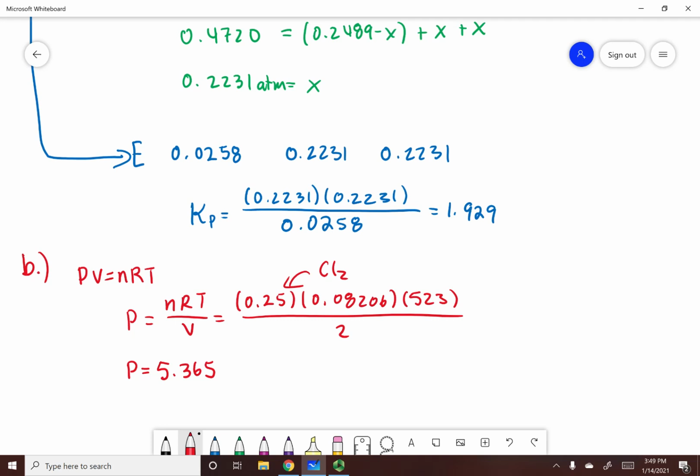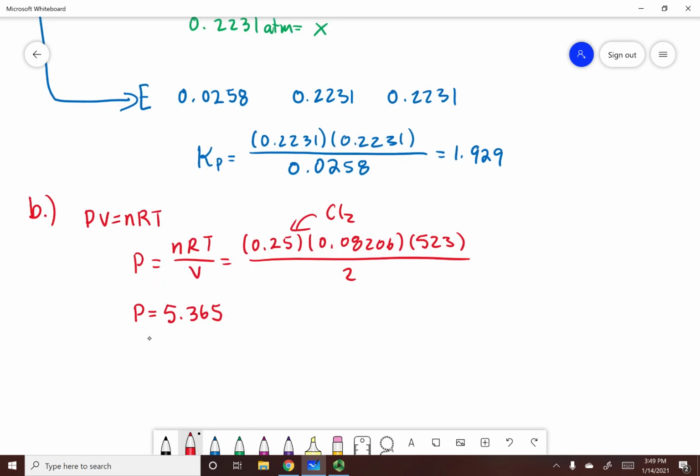So now what I can do is I can go ahead and say that my pressures are additive. So I'm going to go ahead and look at what my previous pressure of chlorine gas was. And in this case, it was 0.2231. That's what we calculated in part A. And so my new initial pressure of chlorine is going to be this. So this is going to be the pressure of Cl2 once I do my next ice table.